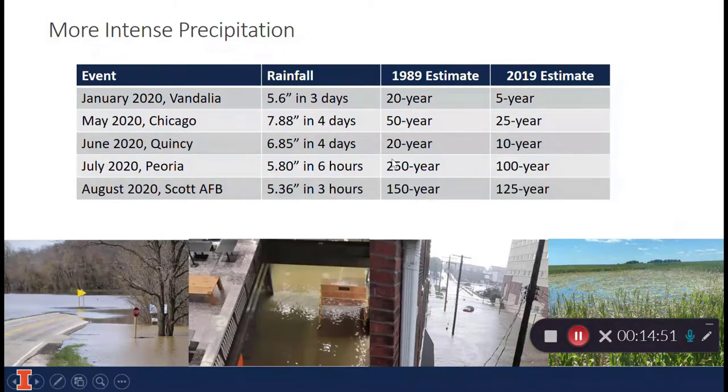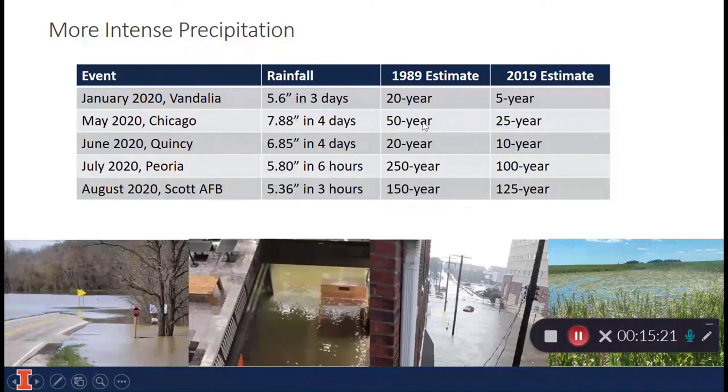Now, I have a bunch of different events listed here that have occurred just in the last year across Illinois, and their estimated recurrence intervals based on the 1989 estimates and how much that's changed based on the 2019 estimates. One event that I want to pick out in particular here was last May, or May of 2020, in Chicago, when at Midway they recorded 7.88, almost 8 inches of rain in 4 days. Now, this was the event that flooded Interstate 80 and caused flooding in the basement of the Willis Tower.